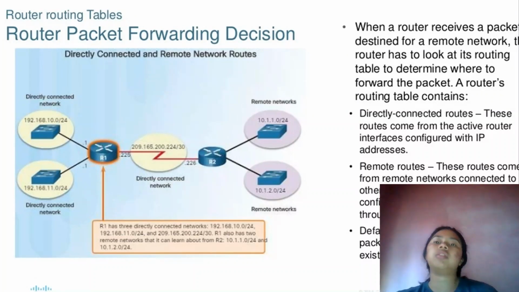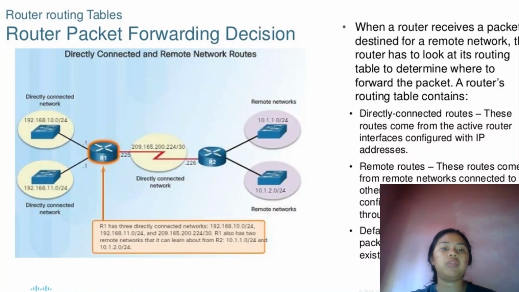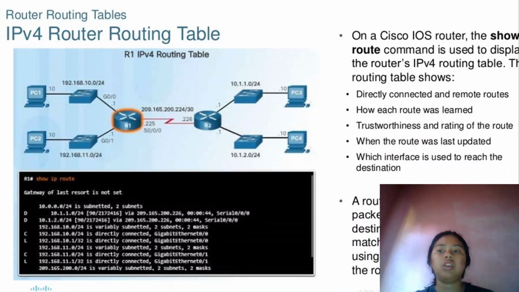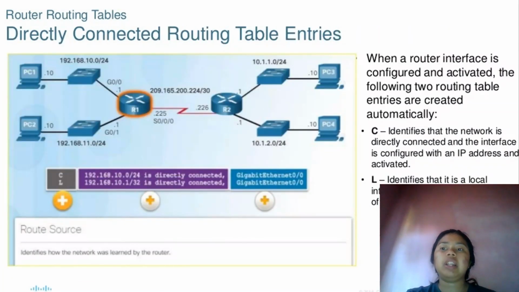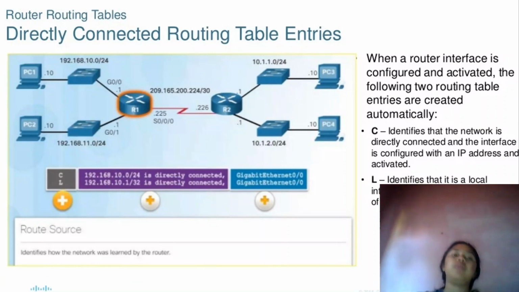Router packet forwarding decision. When a router receives a packet destined for a remote network, the router has to look at its own routing table to determine where to forward the packet. The router's routing table contains directly connected routes, remote routes, and a default route. Router routing table. R1 will be the example router, with directly connected routing table entries.